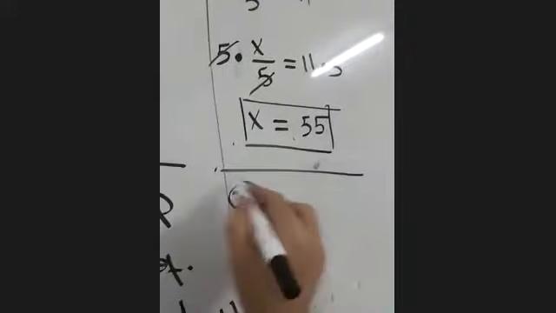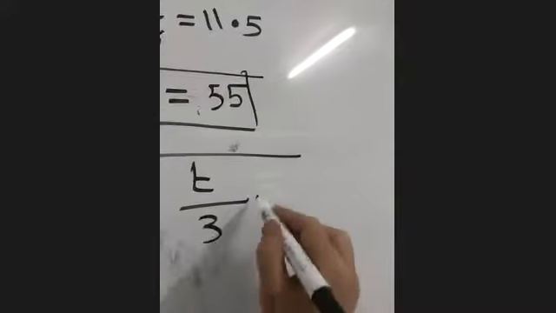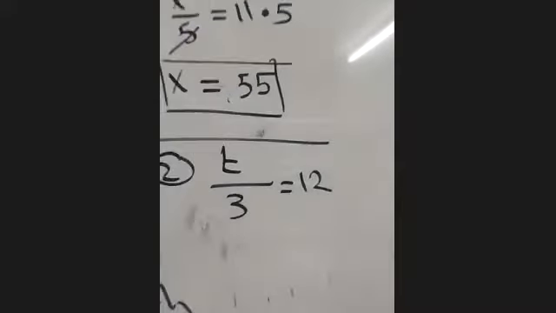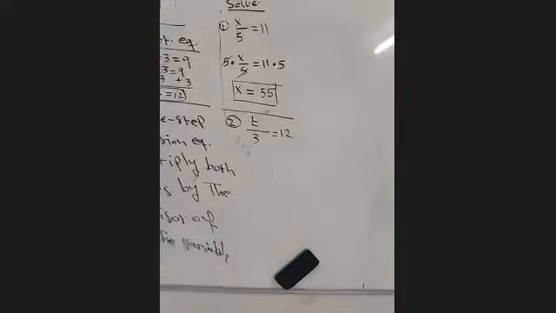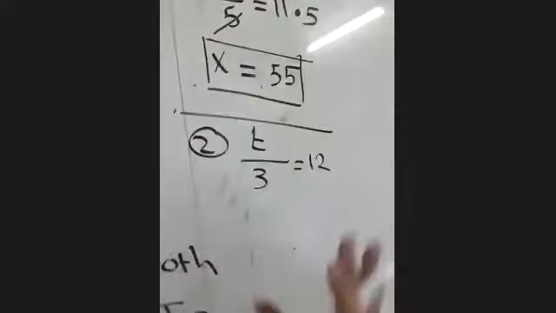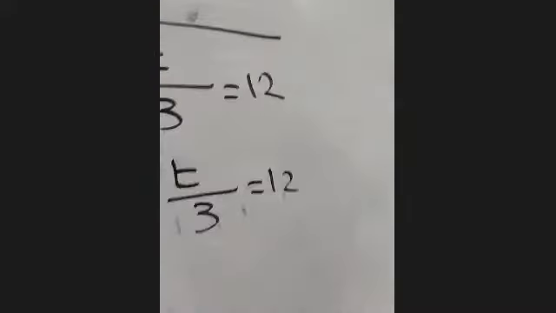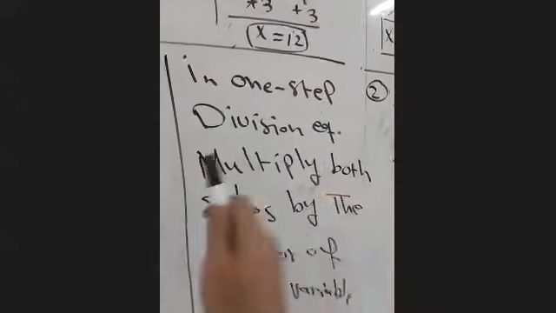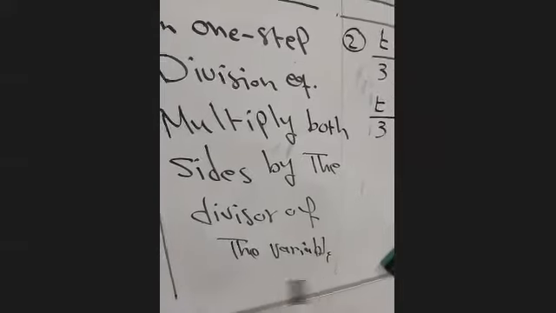Example two, for example, t over 3 equals 12. The first step, rewrite the equation. T over 3 equals 12. We have a division equation, let's read. In one step division equation, multiply both sides by the divisor of the variable.